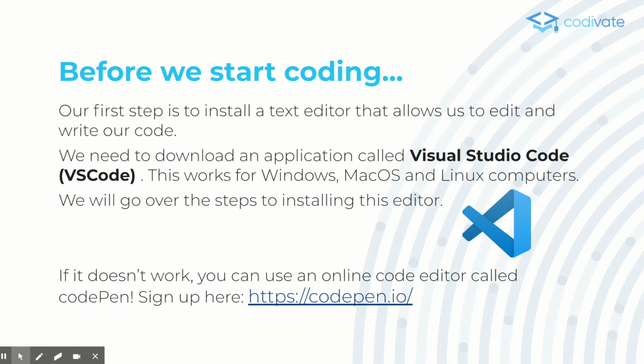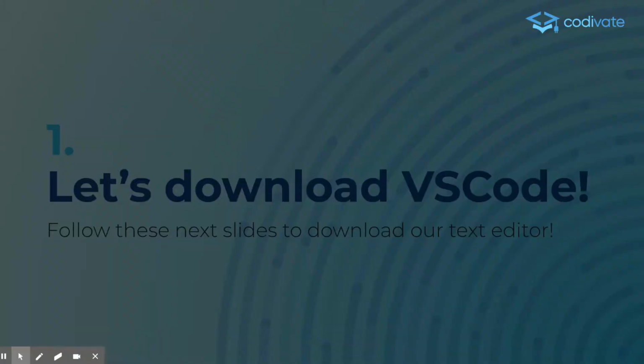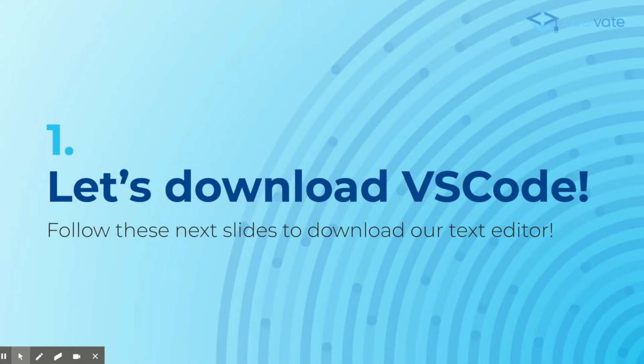Along the way, if you're having any technical difficulties, make sure to email us or try the previous step. If all else fails and you are really unable to download VS Code, you can use the online code editor called CodePen to write your HTML and CSS. However, you may not be able to do the more complex programs using CodePen. So let's download VS Code. If you've already downloaded it, you can skip these next few slides until slide 8.